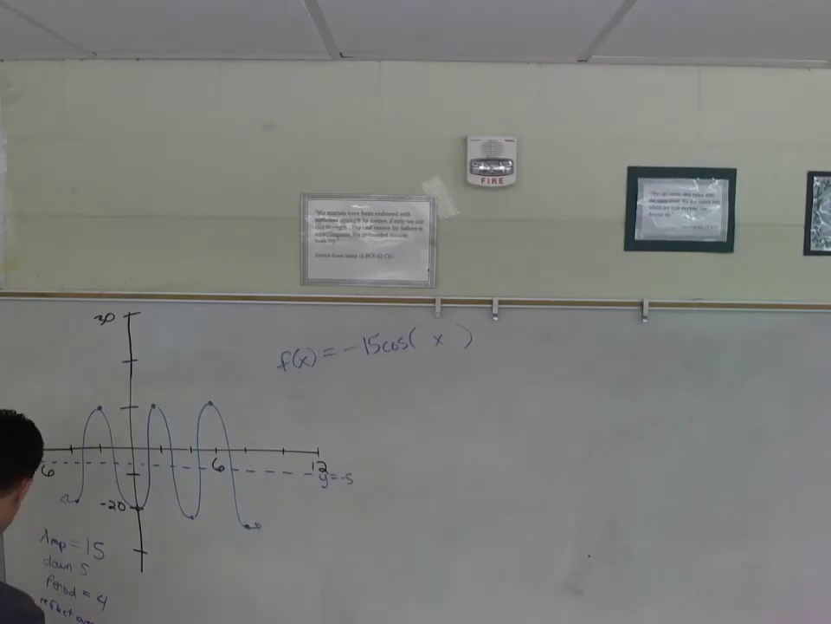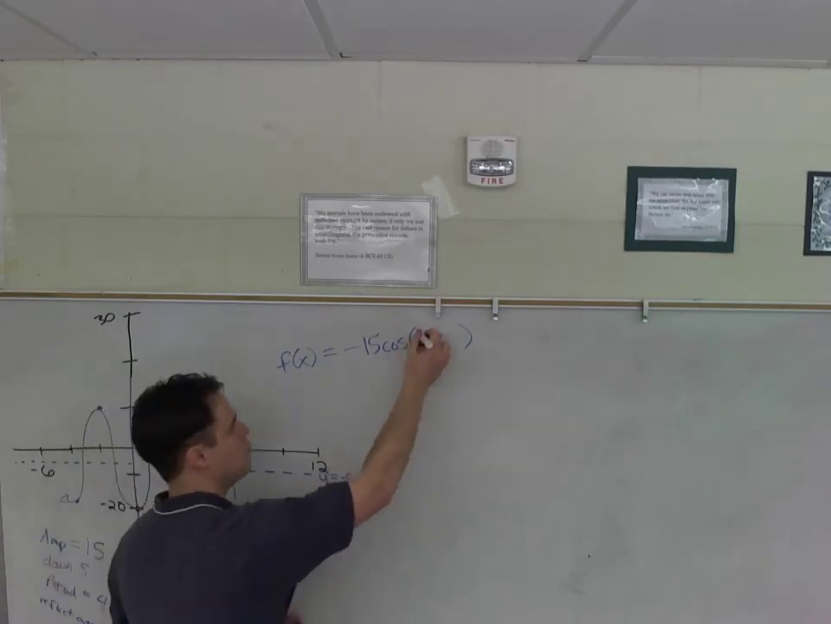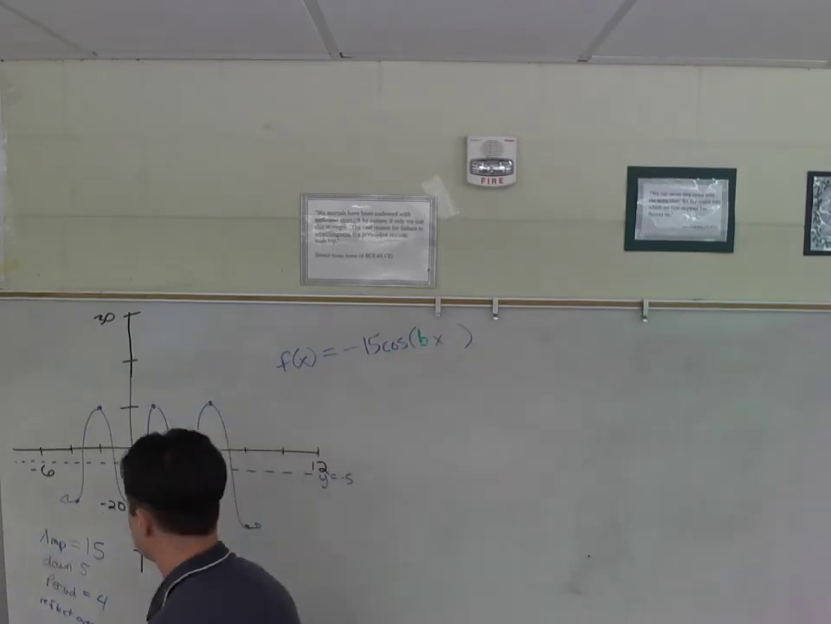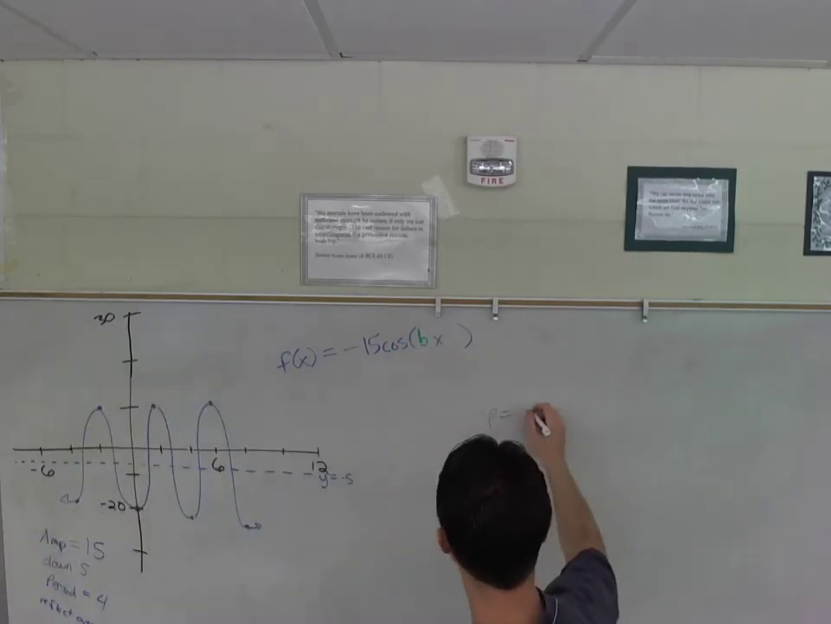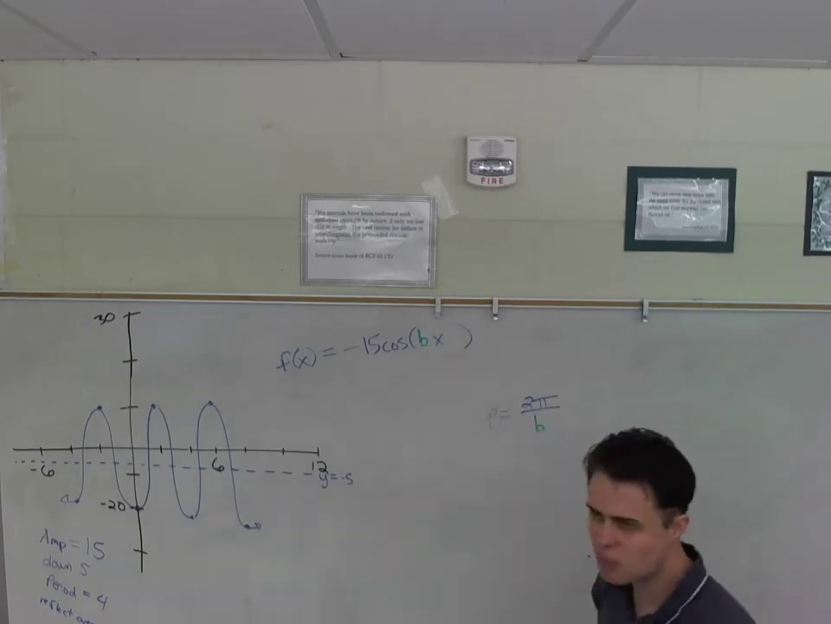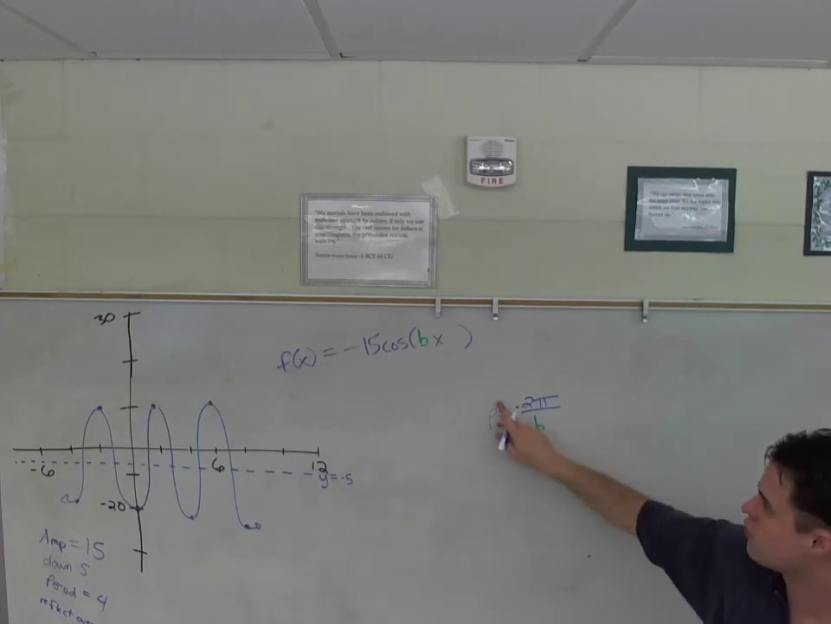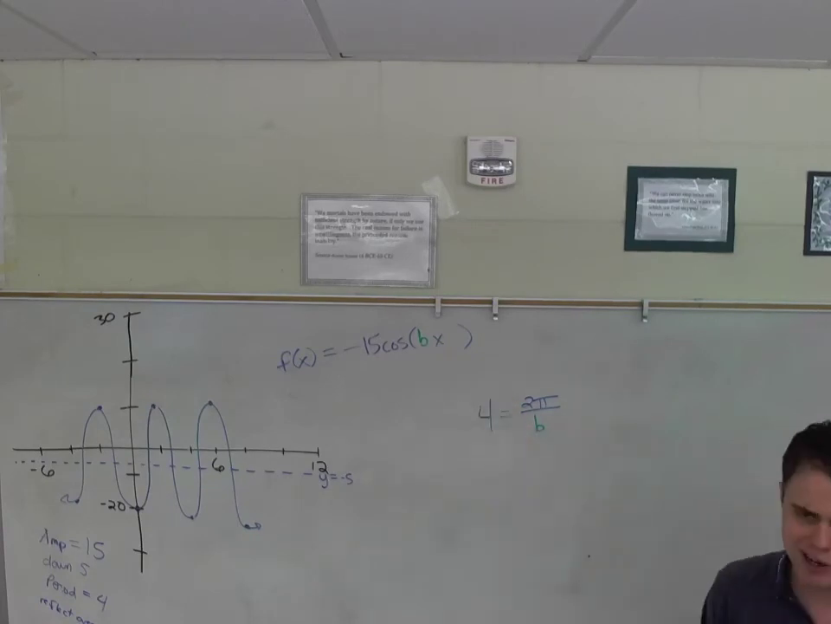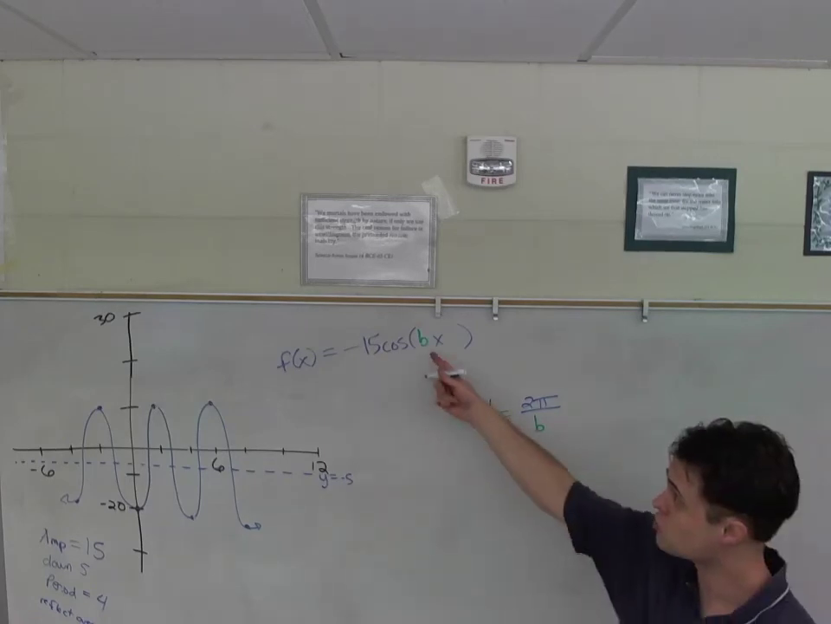You divide by the thing, b. So you say the period is 2 pi divided by that b, but we said the period was equal to what on this graph? 4. So we can put a 4 right there and solve for b. Does that make sense? And then you'll know what to put in that spot.